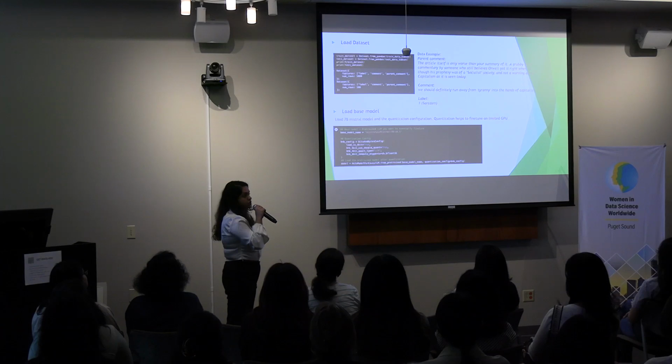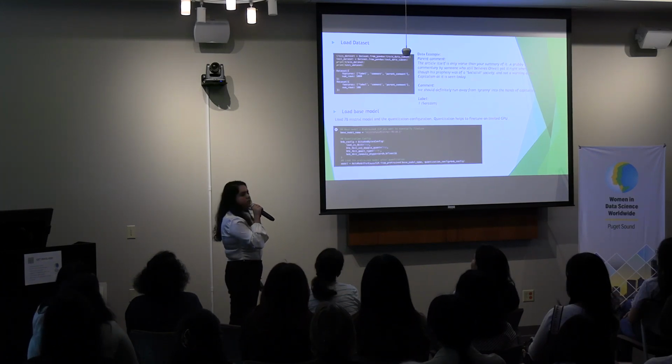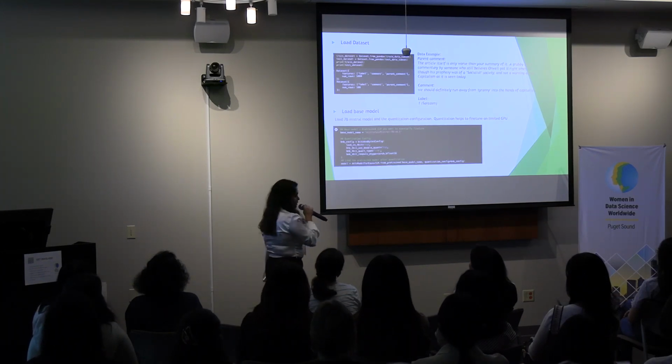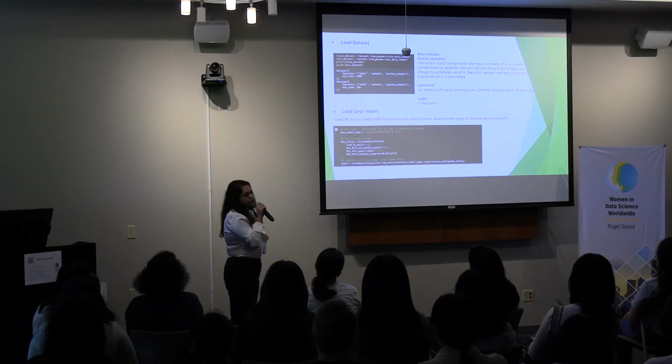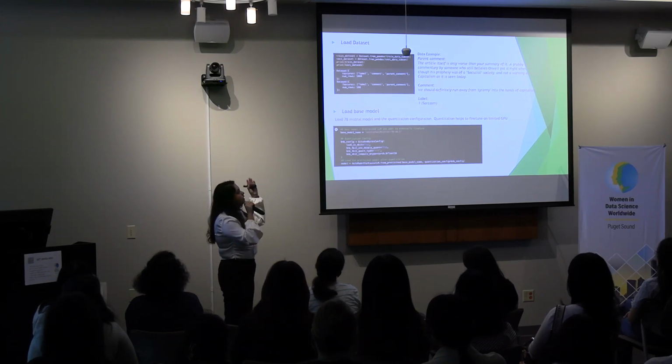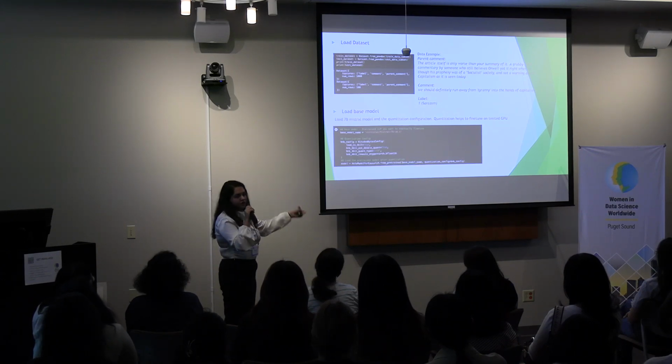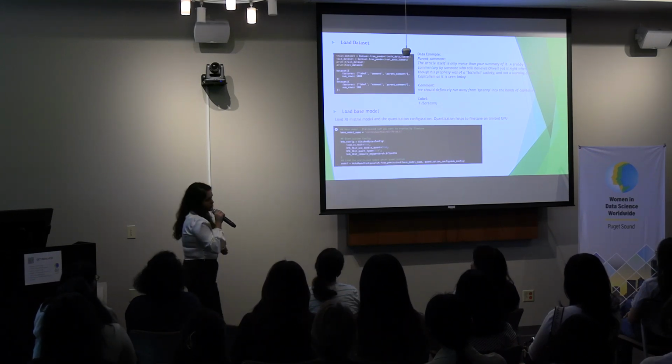I'm using Mistral 7 billion because when I created this demo, Llama 3 was not out yet, and Mistral 7 billion was still the best performing small model. You can use any model. And then we just load it in a quantized configuration because I want to make it work on one GPU.